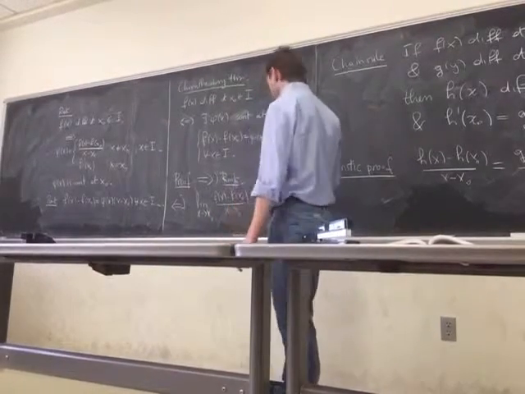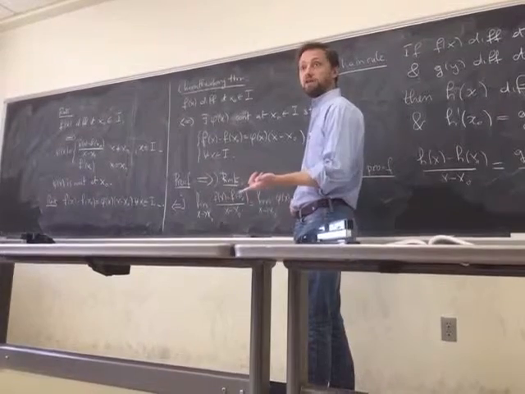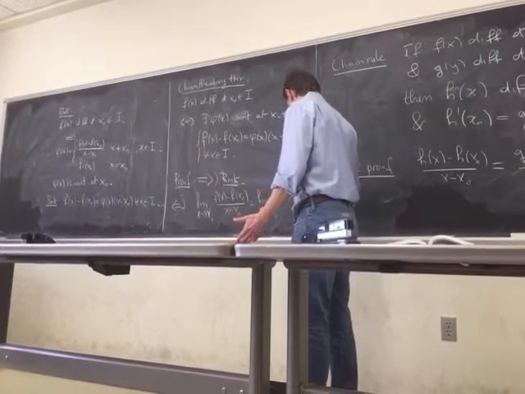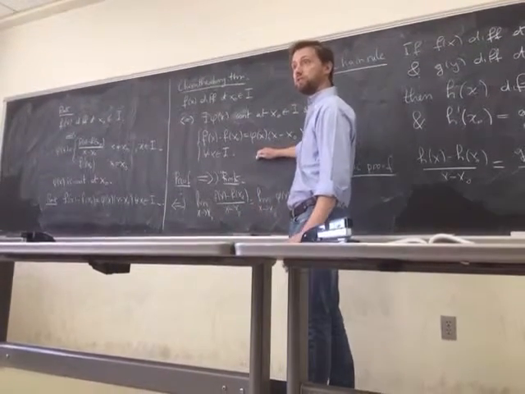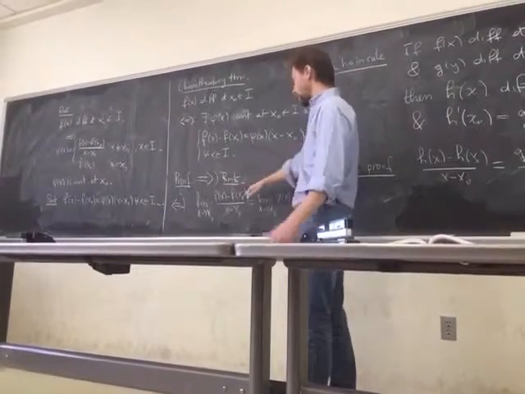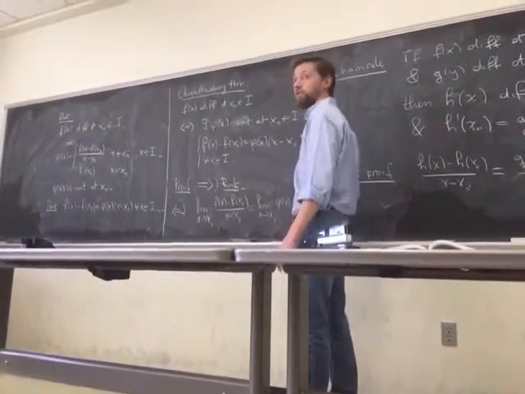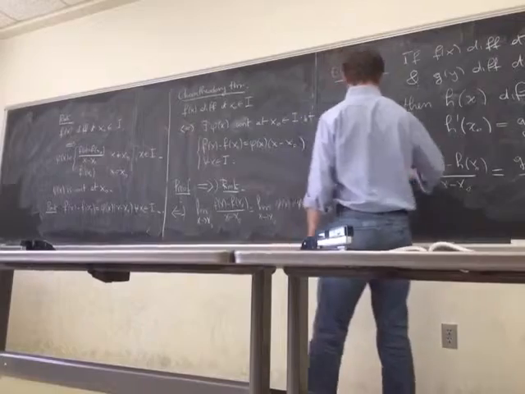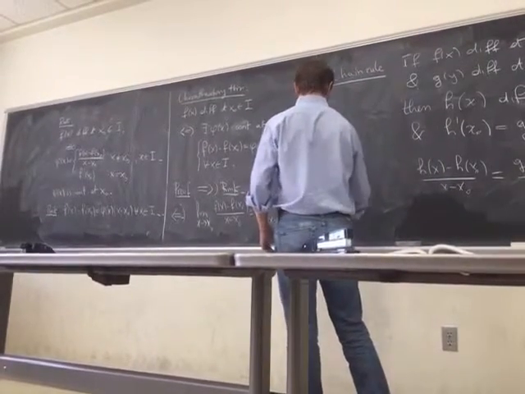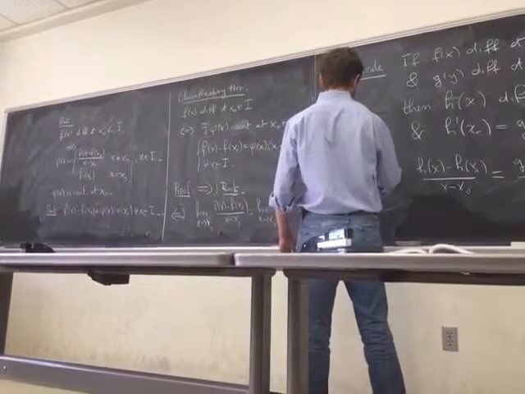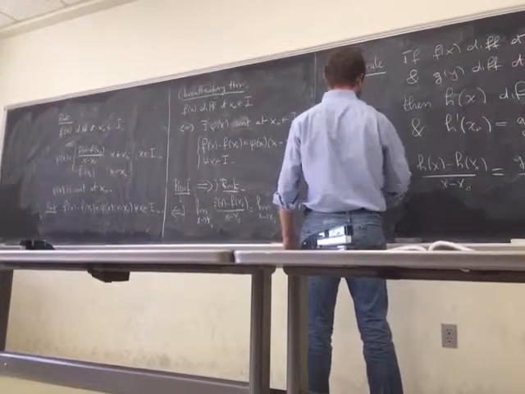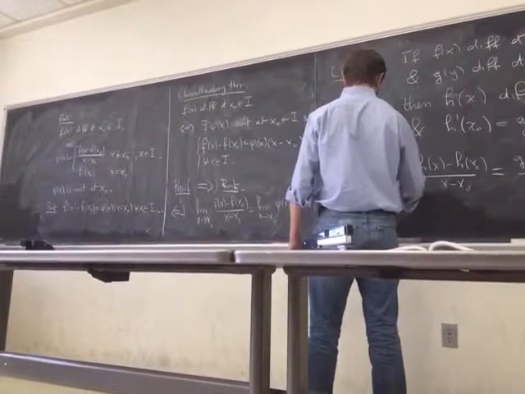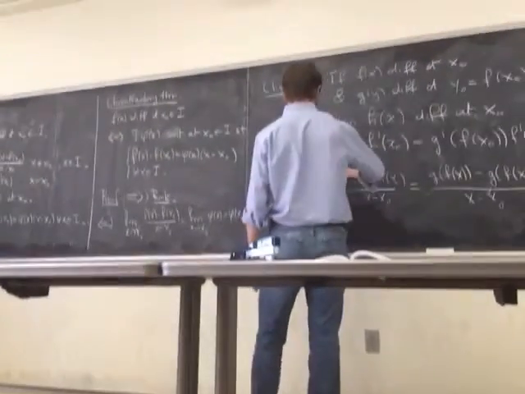But by assumption, phi of x is continuous, right? So its limit at x naught is just its value at x naught. So if a function with this property exists, then it's true that f is differentiable, and its derivative is phi of x naught. Thus f of x is differentiable at x naught with f prime of x naught equal to phi at x naught.